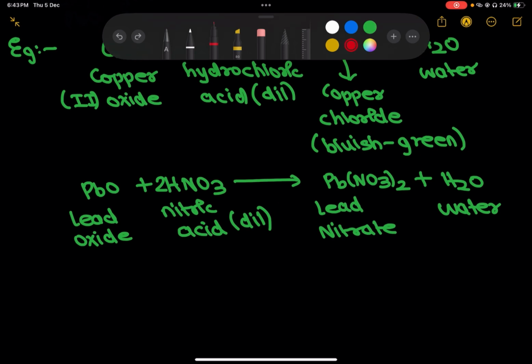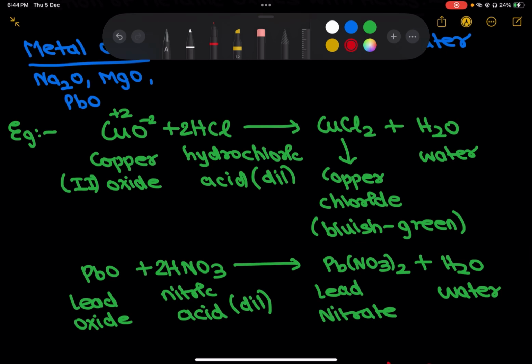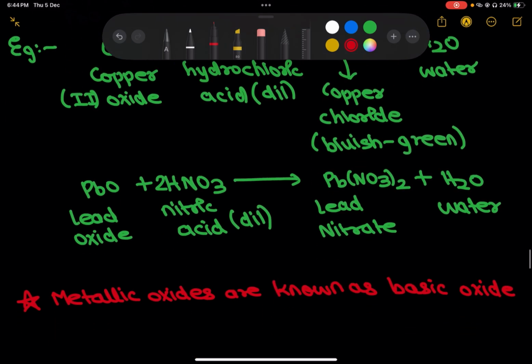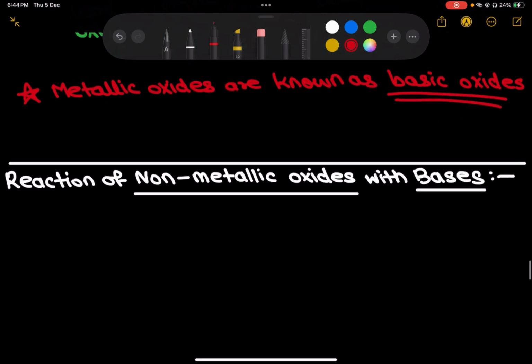So note, metallic oxides are known as basic oxides. So all these Na2O, CuO, PbO, MgO, all of these are basic oxides. All metallic oxides are basic oxides. Okay, understood? Okay, now we'll move on to the second reaction, which is reaction of non-metallic oxides with bases.